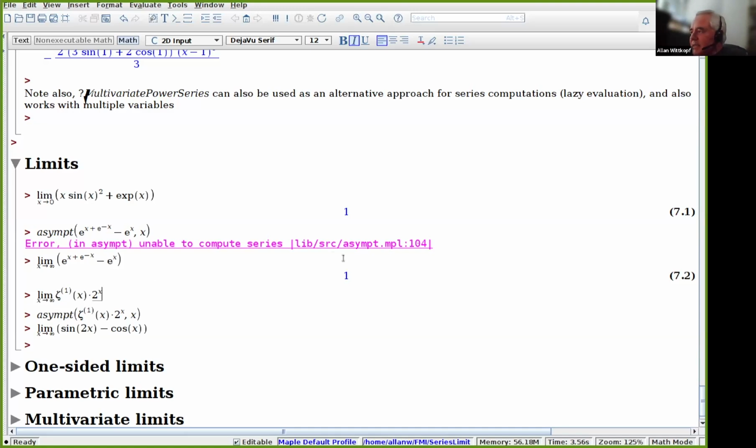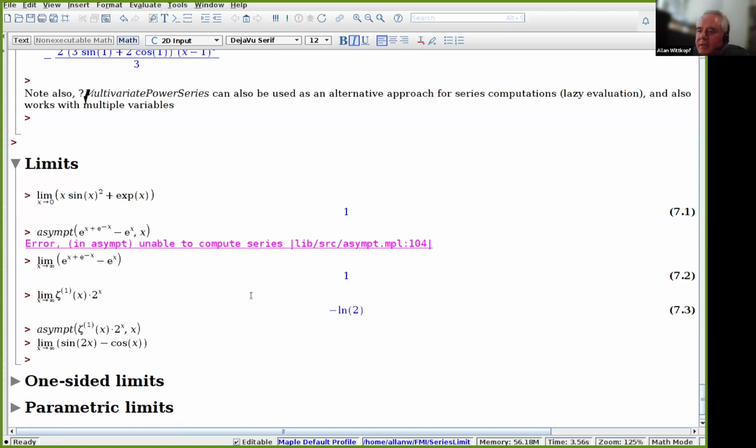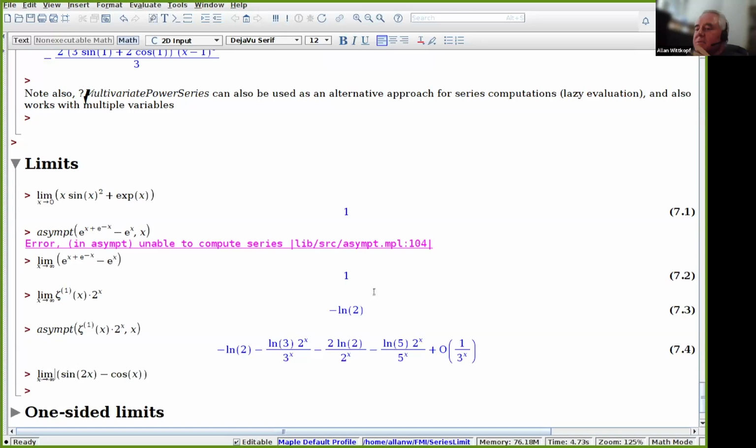But to be fair, it has less to do. It only has to compute effectively the leading term. Here's another example. Again, a limit of this function as x goes to infinity. And if we compare that to the asymptotic expansion, we see that, yeah, the constant term matches, which is what we expect.